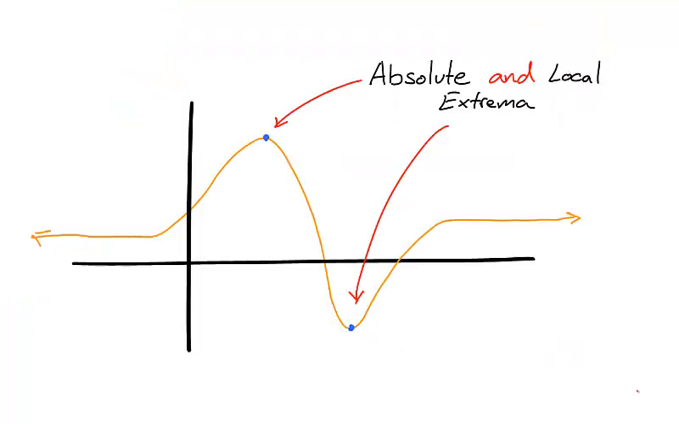Absolute extrema are by definition local extrema. If a value is higher than all other values, it will certainly be higher than the values near it. Conversely, if a value is lower than all other values, it certainly will be lower than the values near it.